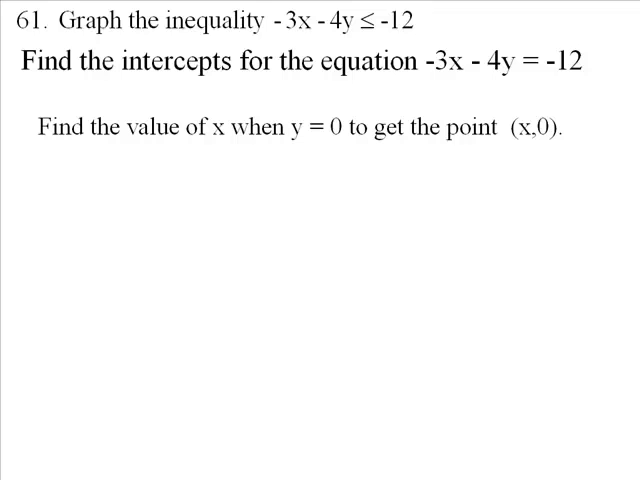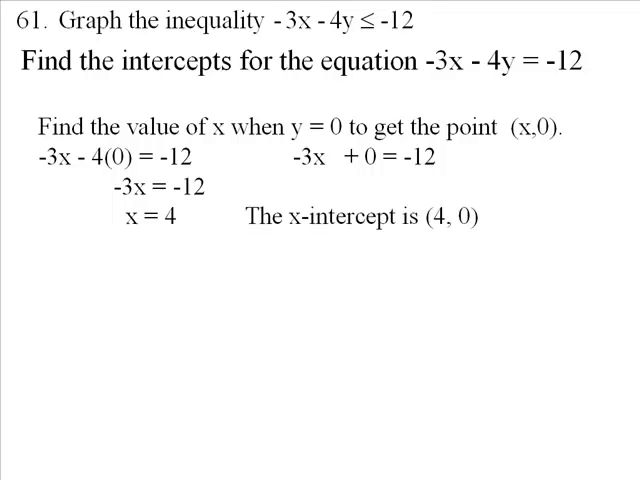You're going to have negative 3x and minus 4 times what? 0. Okay? Moving across, you're going to have negative 3x, and you're going to have minus or plus 0 equals negative 12. 0 doesn't have a plus or a minus sign. We don't care what sign's on the 0 because you're going to end up with negative 3x equals minus 12. Dividing both sides by negative 3, we'll have negative 3 divided by negative 3, and negative 12 divided by negative 3. And we know negative 12 divided by negative 3, two negatives make a positive. So my point is going to be 4, 0, and that's going to be where it is on the x-axis.